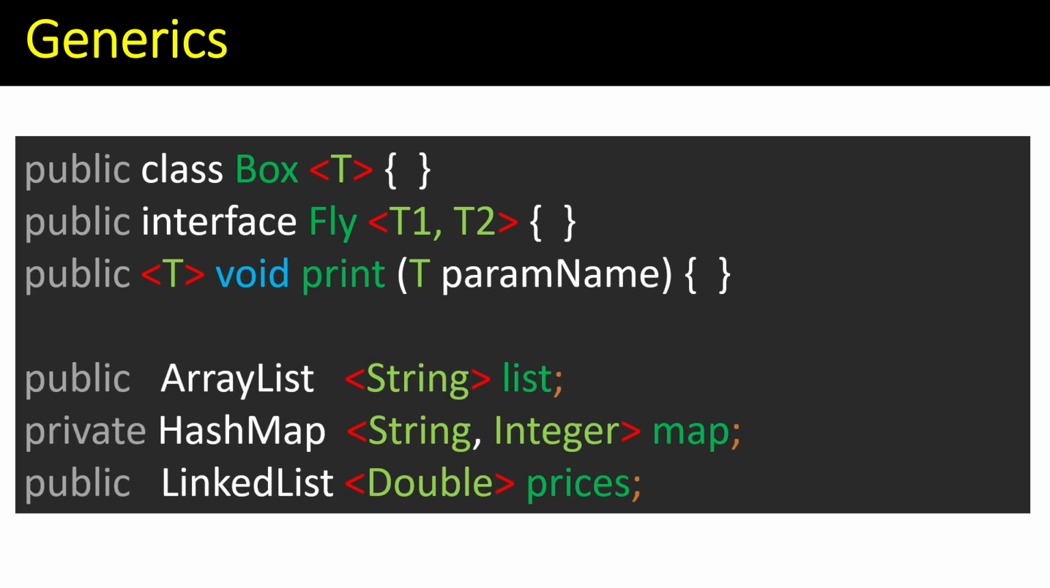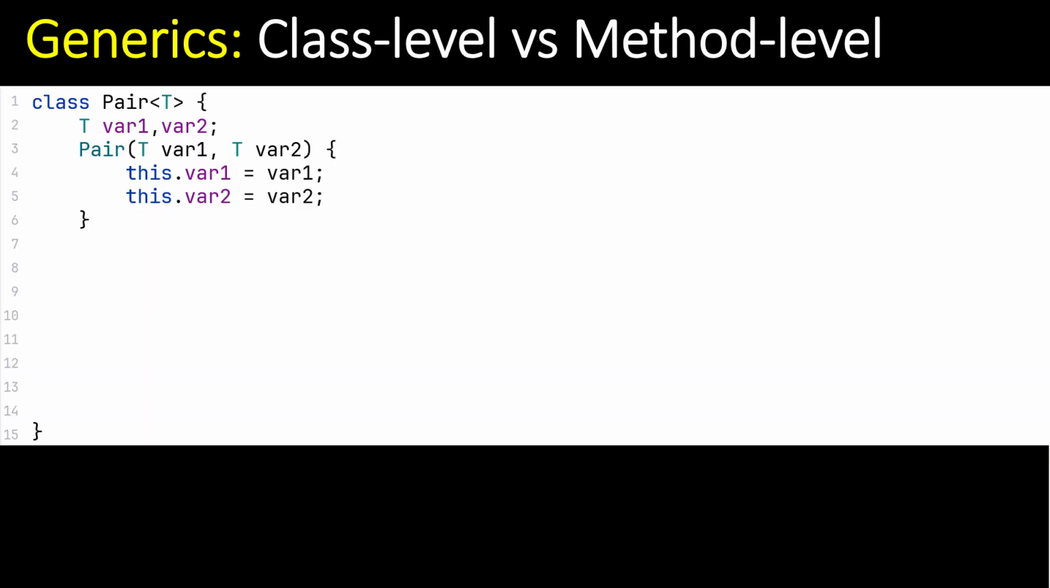An ArrayList<String> is designed to store only string values. A HashMap<String, Integer> uses two positions, where the first type represents the key and the second represents the value. A LinkedList<Double> is restricted to storing only double values. Overall, the angle brackets define type positions, and the actual types are supplied later, allowing the same code to be reused safely with different data types.